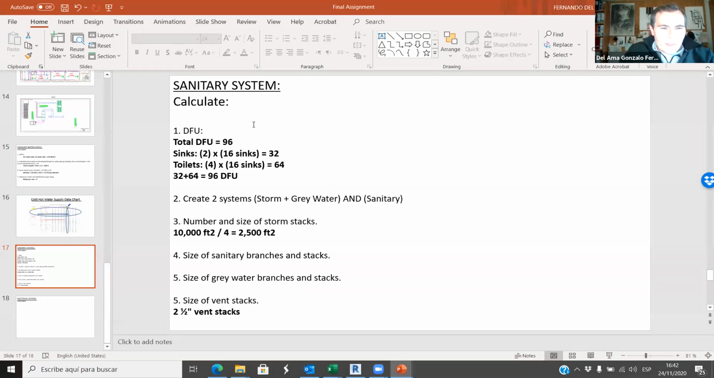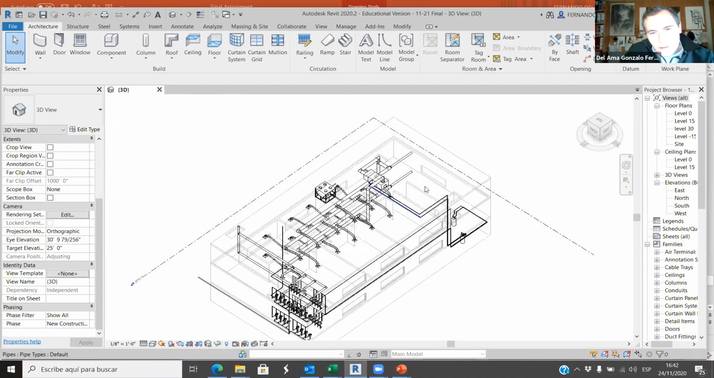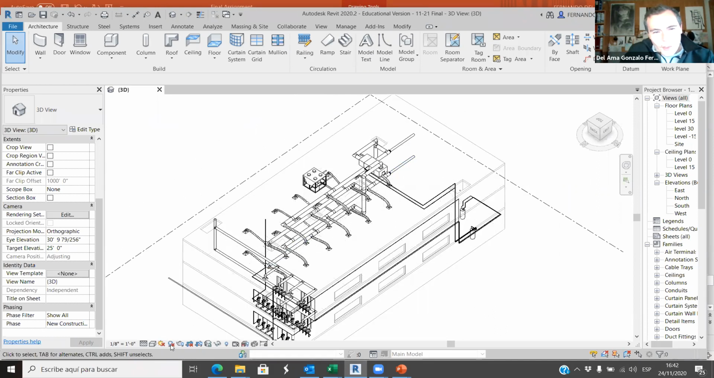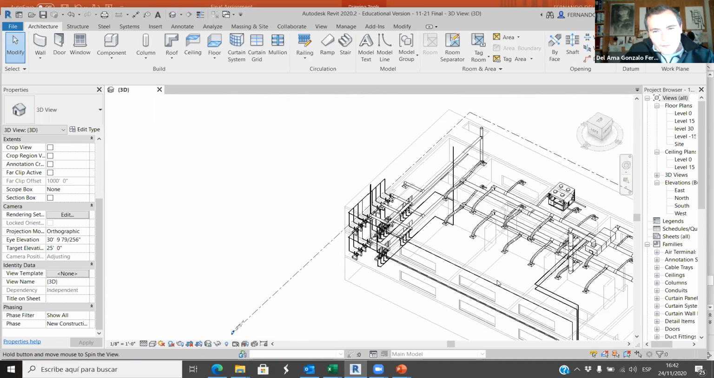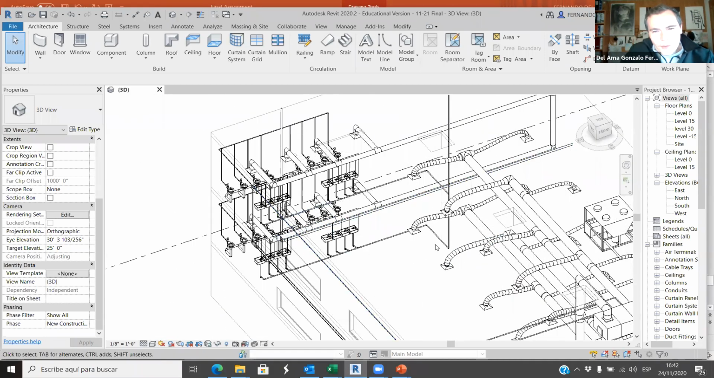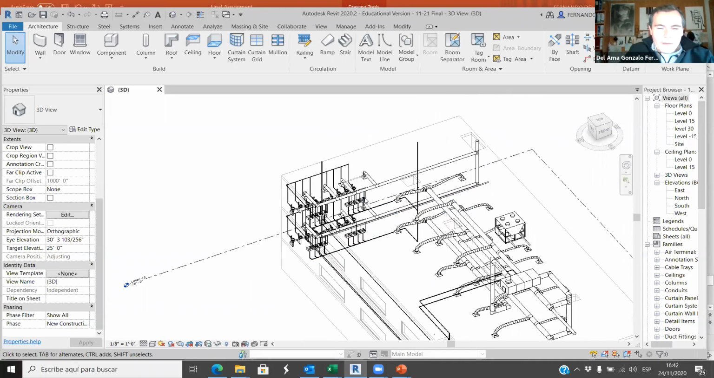And the sanitary, we have the drainage fixture units, and then you have to create the 2 systems, the storm and the gray water and sanitary. I don't think you have done this yet, Noah. No, you have the sanitary system and you have a stack here for the gray water. I told you that you can move that stack, but anyway. But you have not included the storm.